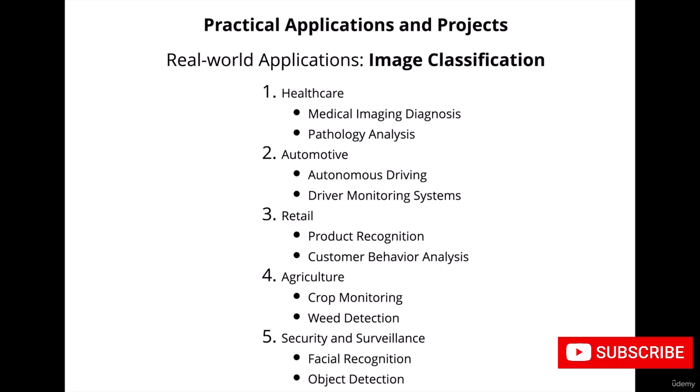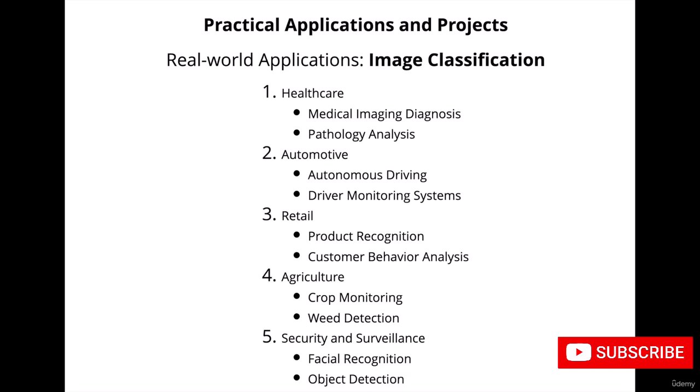Next industry is agriculture. First one in agriculture is crop monitoring. Image classification is used in precision agriculture to monitor crops and detect plant diseases, pests, and nutrient deficiencies. Remote sensing techniques and drone imagery are employed to capture aerial images of fields, which are then analyzed by ML models to provide insights for crop management and yield optimization.